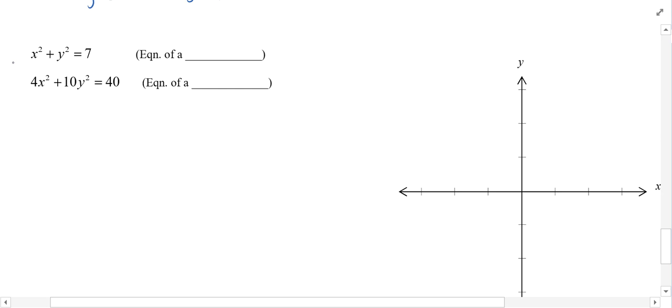So what is this first one? Can we tell? Positive, both same numbers. It's going to be a circle. What is the next one? It's positive, but they're not the same number, so it's going to be an ellipse. Okay, we got a circle intersecting an ellipse.